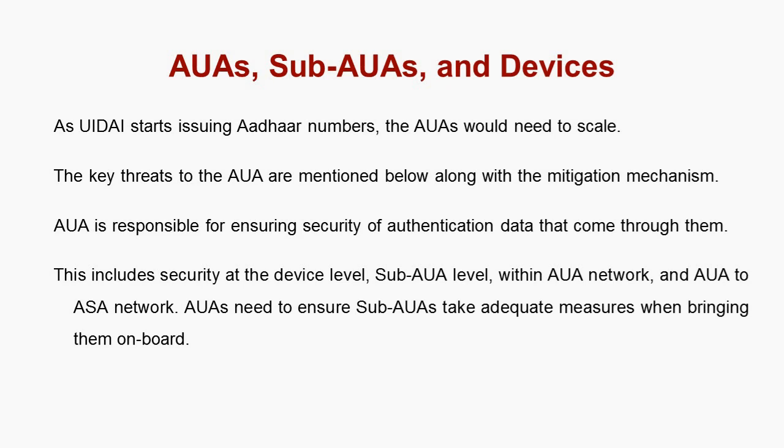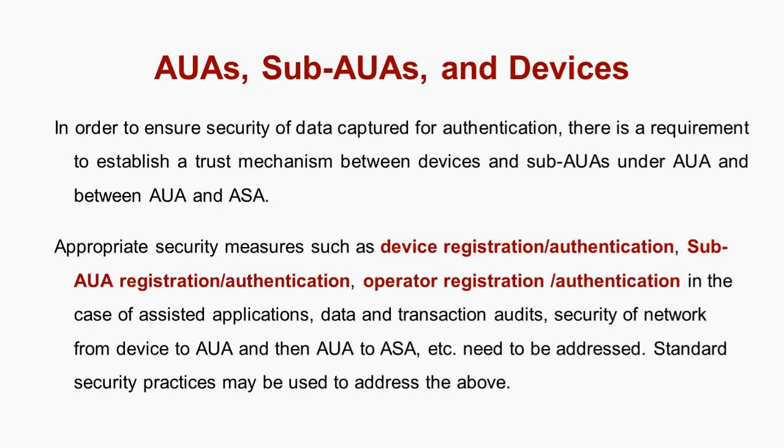As UIDAI starts issuing Aadhaar numbers, the AUAs would need to scale. The key threats to AUAs are mentioned below along with the mitigation schemes. AUA is responsible for ensuring security of authentication data that comes through them. These include security at the device level, sub-AUA level, within the AUA network, and the AUA to ASA network. AUAs need to ensure sub-AUAs take adequate measures when bringing them on board.